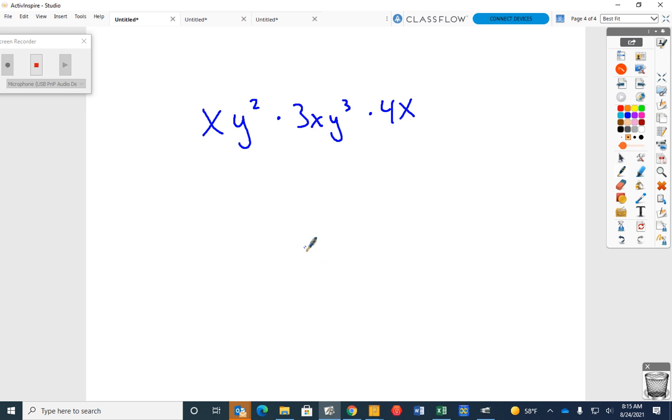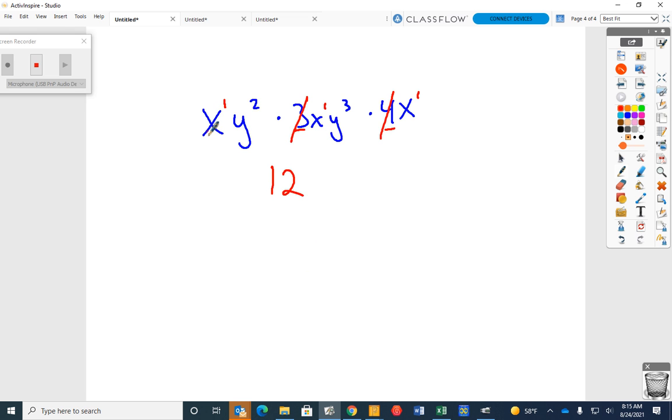Okay, so let's take a look. Any variables I see that don't have a power, what is the power that is actually there? What is this one? 1. What is this one? 1. What is this one? 1. Okay. Do I have any coefficients there? There's no coefficient here. Do I have a coefficient here? Can you multiply 3 times 4? What do you get when you multiply 3 times 4? 12. Okay. Now I'm going to cross these out because we dealt with this and we dealt with this.